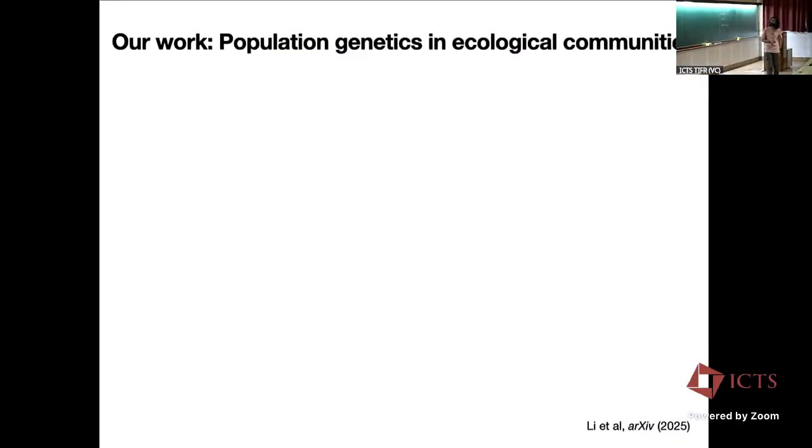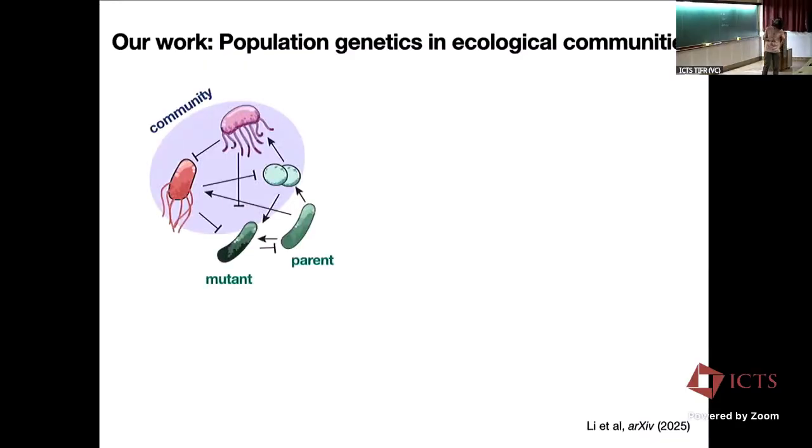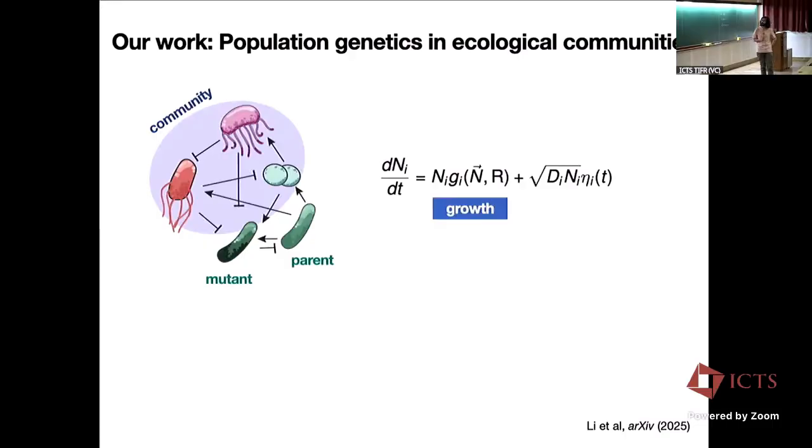So the way that we're going to do this is that we're going to think about this parent and mutant now embedded in a community. We're going to think of the dynamics of the abundances of each of the species in this community. So that's given by n sub i. And so we're really going to imagine something very general. This n sub i, the abundances of all of the different species, including the mutant and the parent, can change according to some very general function g sub i, which represents their growth. This can depend on everything in the community.